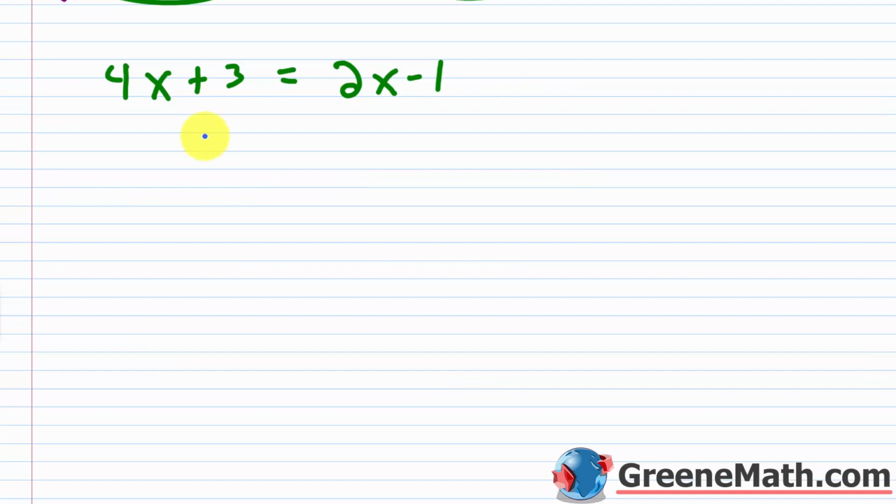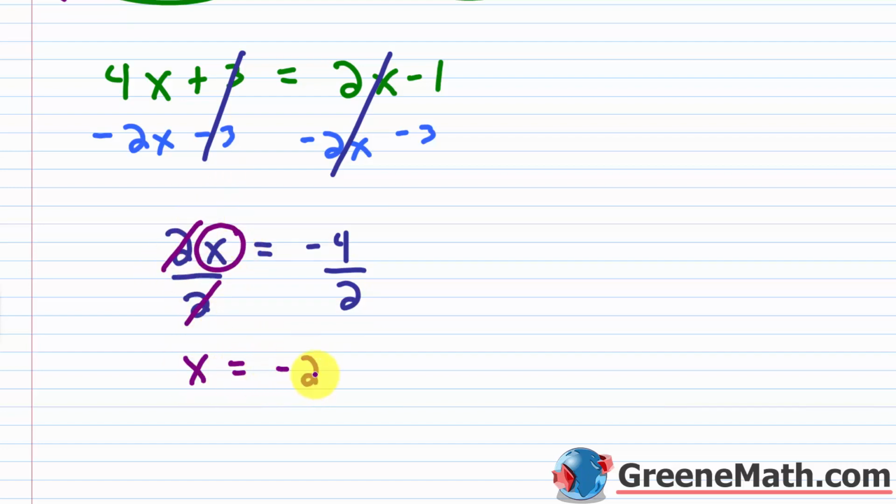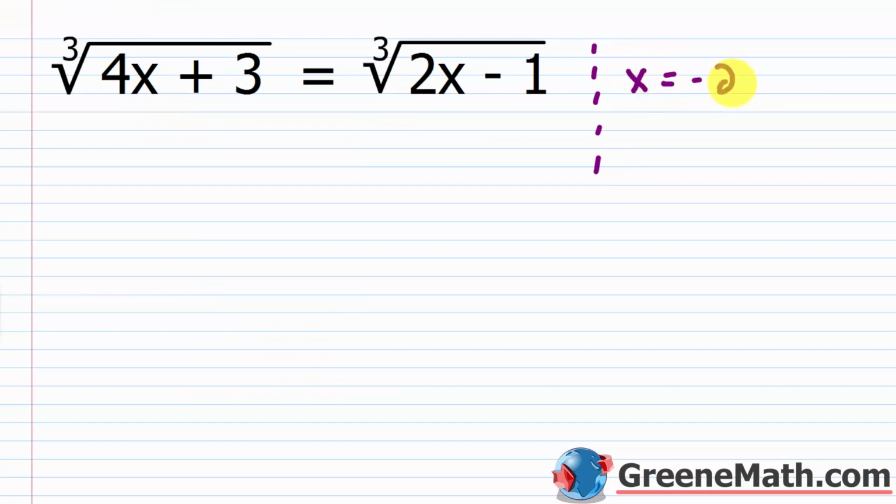I would subtract 3 away from each side of the equation, and I will subtract 2x away from each side of the equation. And this is going to cancel, and this is going to cancel. 4x minus 2x is going to give me 2x, and this is equal to negative 1 minus 3, which is negative 4. Divide both sides of the equation by 2 so that we can isolate our variable x. This cancels with this. I get x is equal to negative 2.